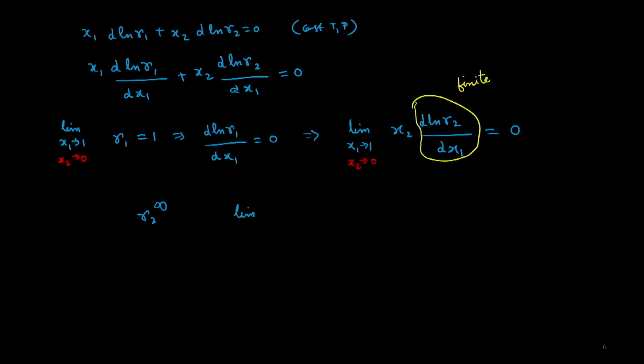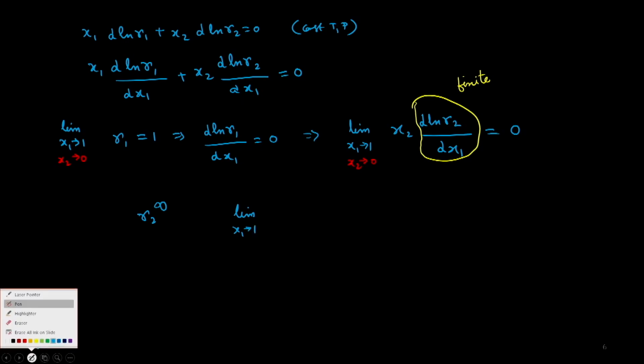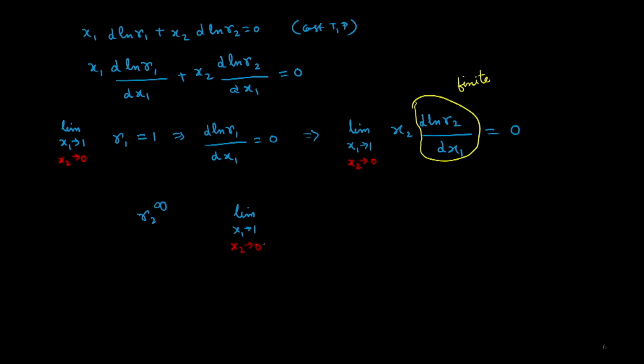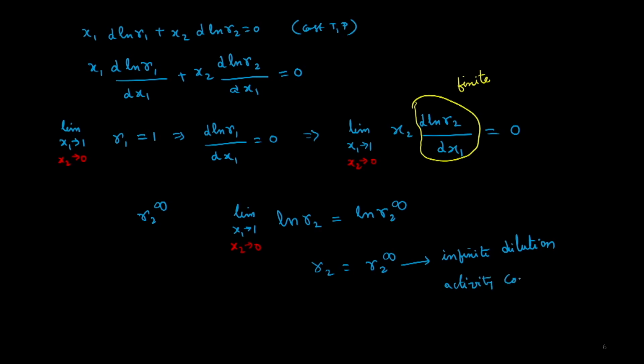So in the limit of x1 going to 1 and x2 going to 0, ln gamma 2 will be what we call ln gamma 2 infinity, or gamma 2 will be what we call gamma 2 infinity. This is the infinite dilution activity coefficient for species 2, right? So gamma 2 will be gamma 2 infinity, the infinite dilution activity coefficient for species 2.